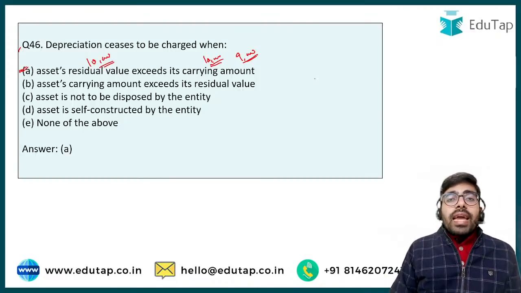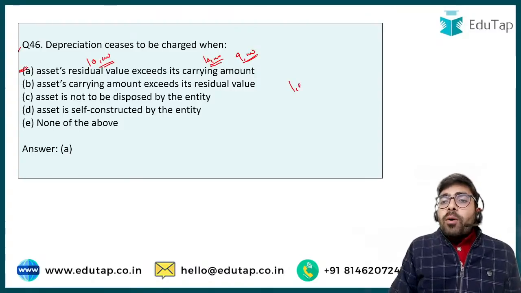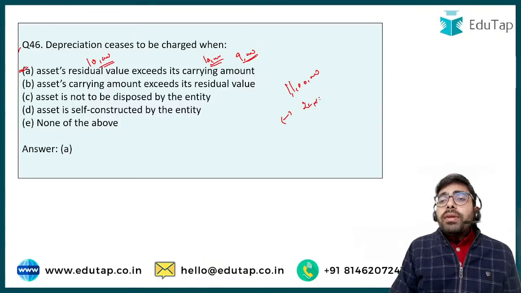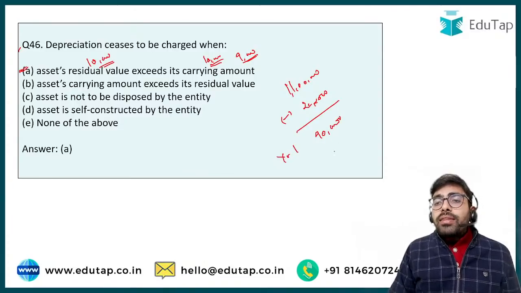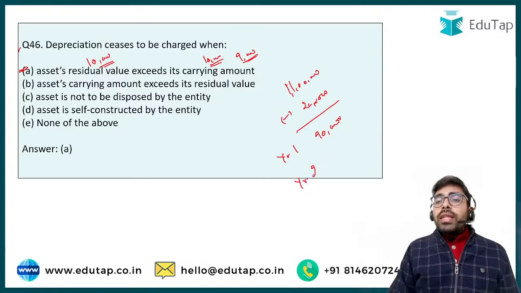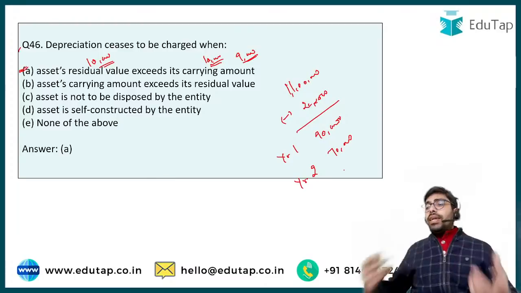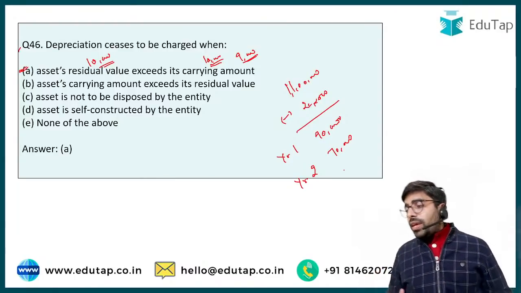कैरिंग अमाउंट पूछ रहे हैं. सो कैरिंग अमाउंट 1,10,000 is what I spent on the asset. At the end of the year 1, I have charged 20,000 depreciation. So at the end of the year, the carrying amount is going to be 90,000. This is at the end of the year 1. Similarly, at the end of the year 2, the carrying amount is going to be 70,000. And similarly, 50, 30 and 10,000. This is the carrying amount.